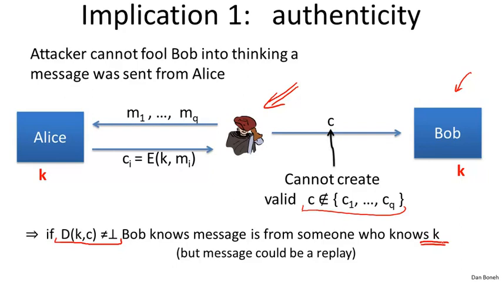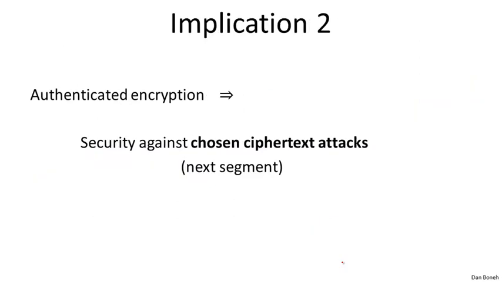So in fact, any encryption protocol has to defend against replay attacks, and this is not something that's directly prevented by authenticated encryption. And we'll come back and talk about replay attacks in 2 segments. The second implication of authenticated encryption is that it defends against a very powerful type of adversary, namely an adversary that can mount what's called a chosen ciphertext attack. And we're going to talk about that in the next segment.